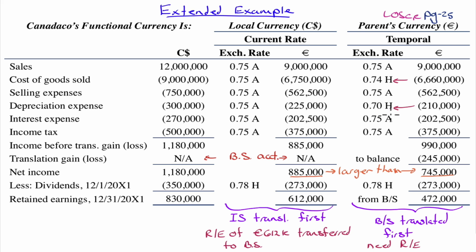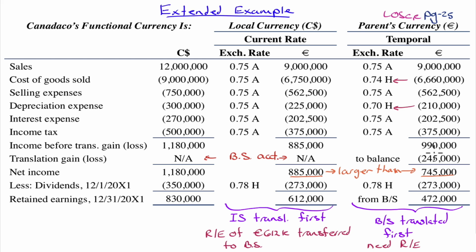Depreciation, 0.7. Remember, we bought that building on January 1st, the day we capitalized, and the exchange rate at that time was 0.7. So the depreciation on that asset, if the asset is measured at 0.7, the depreciation has to be measured at that rate, so we use 0.7. Interest and income tax both have the average rate for the year. So we're using a weighted average rate for inventory, a historical rate for depreciation.